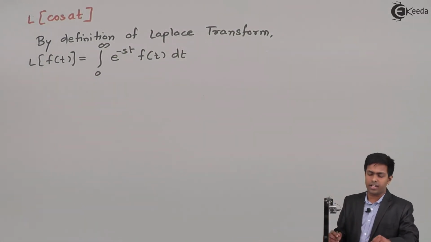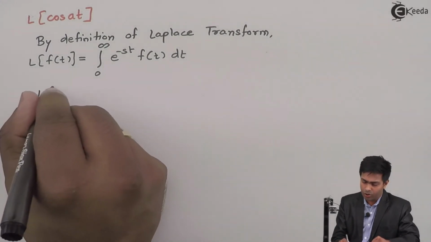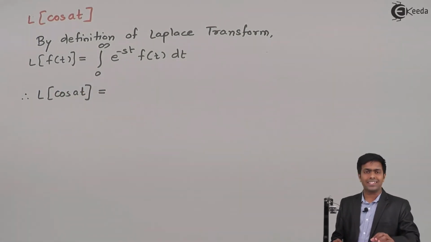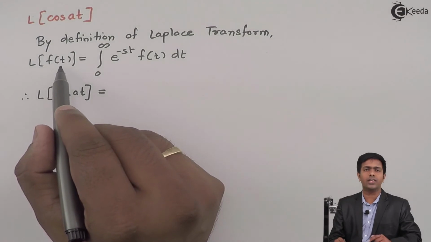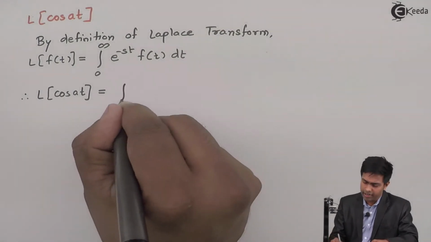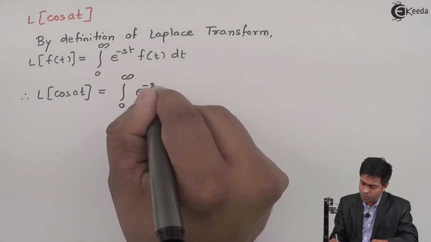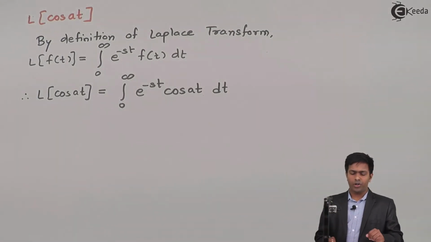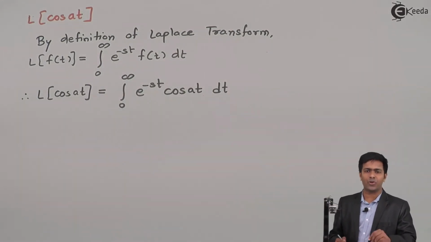Now let us find the Laplace transform of cos at. Therefore, the Laplace transform of cos at is equal to, here we can say that this f of t in the definition is cos at. So on the right-hand side also I will substitute f of t as cos at. Here we'll get the integration from 0 to infinity of e raised to minus st cos at dt. Now to get the Laplace transform of cos at, we have to solve this integration with respect to t.